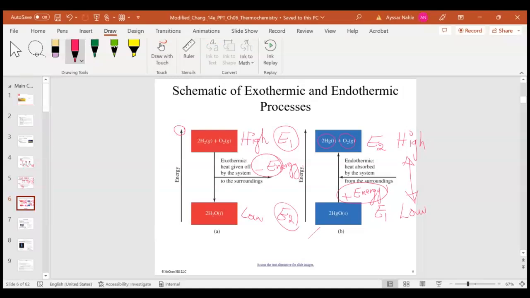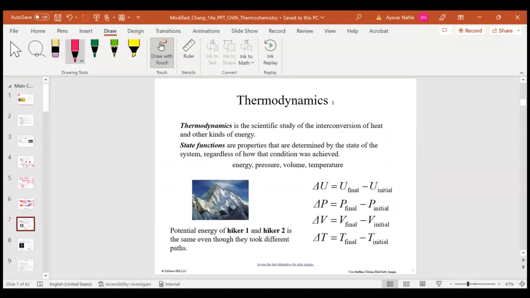Okay. Let's go through the next slide here. Okay, thermodynamics. When we say thermodynamics, dynamics means what? Motion, exactly, motion. Dynamics means motion. Thermodynamics, that means the motion or the movement of what? Of the heat. Can the heat move? No, but it creates energy.